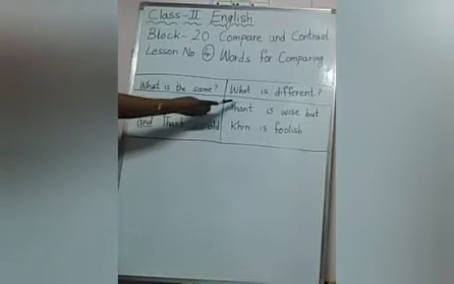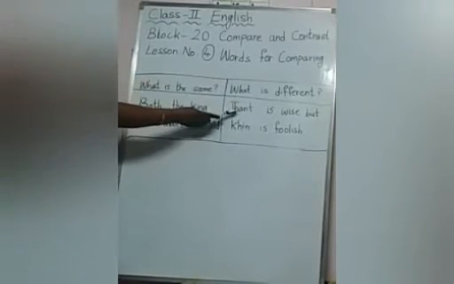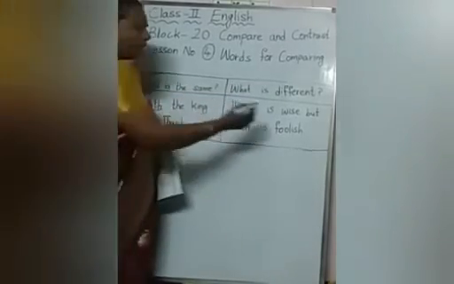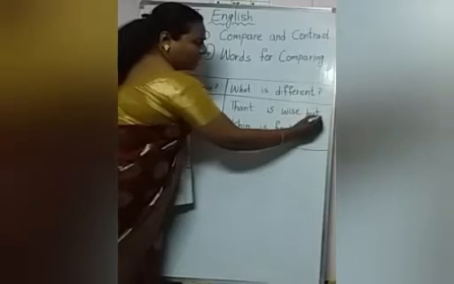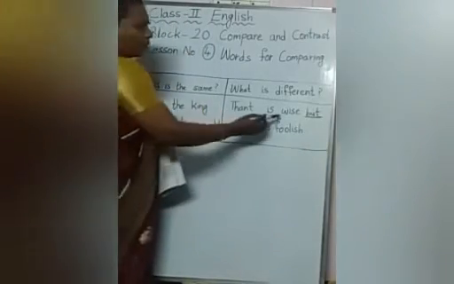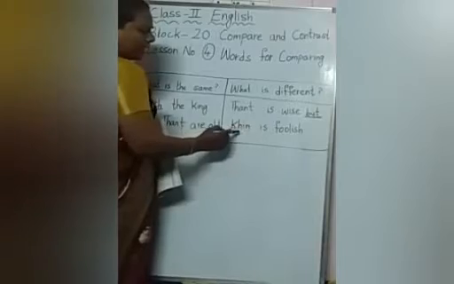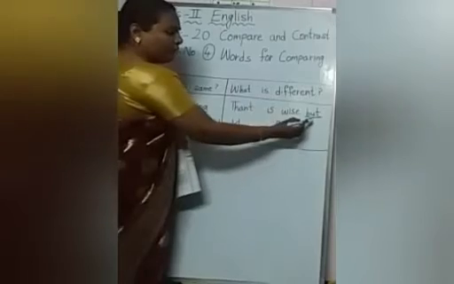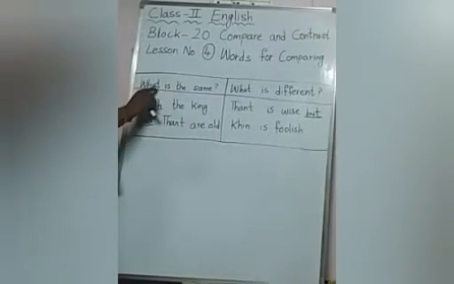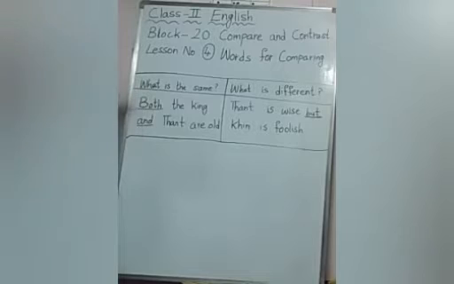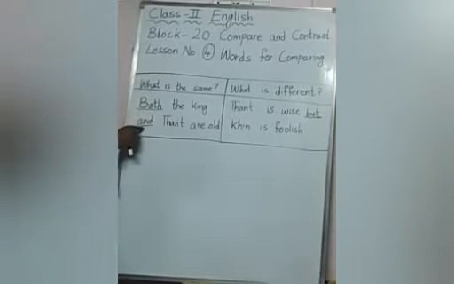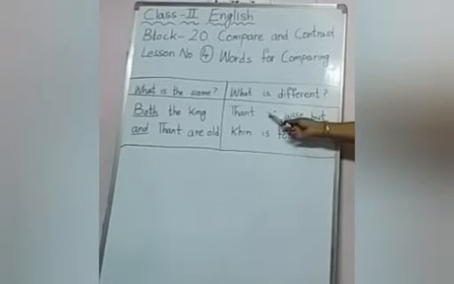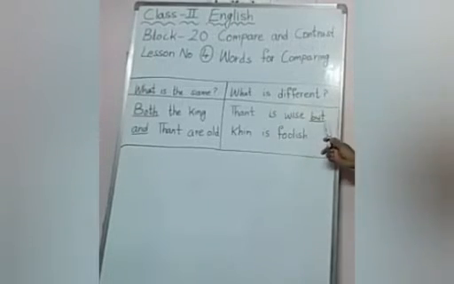Now, children, if you come to this column, what is different? Tant is wise, but Ken is foolish. Here, children, the word but. We are using the word but. Tant is wise, but Ken is foolish. So, when we want to show the difference, we use the word but. Here, when we are describing the same things, we use both and. What is different? When we are talking about the differences, we use the word but.